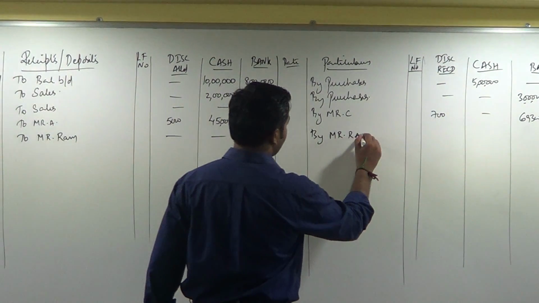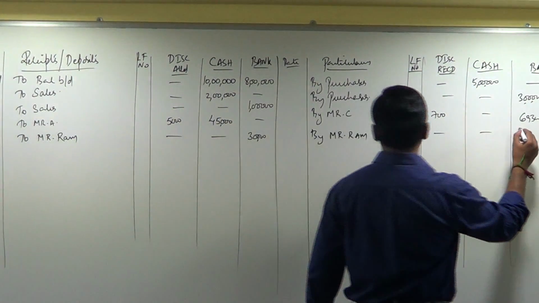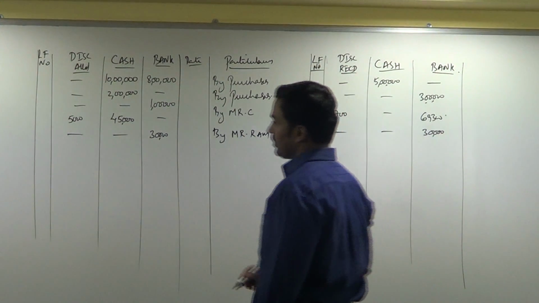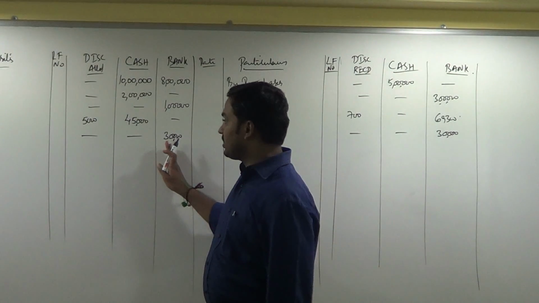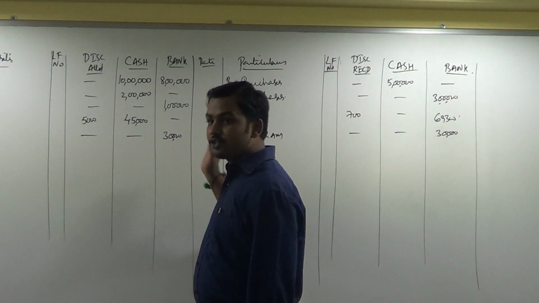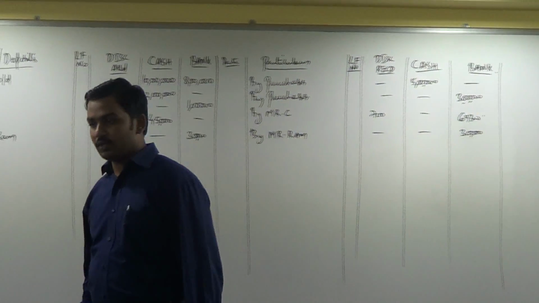By Mr. Ram, in the bank column you write 30,000. If suppose on the date of receiving the check you had allowed any discount, that also needs to be reversed in that case. Okay.